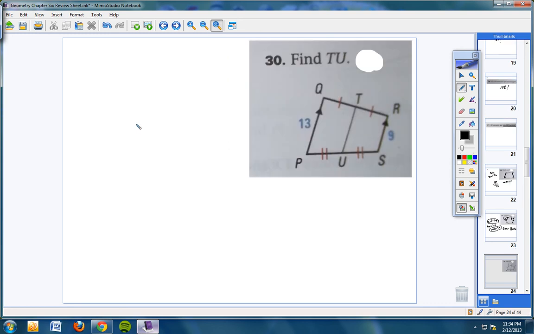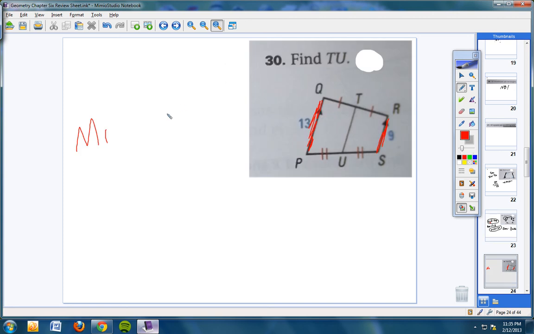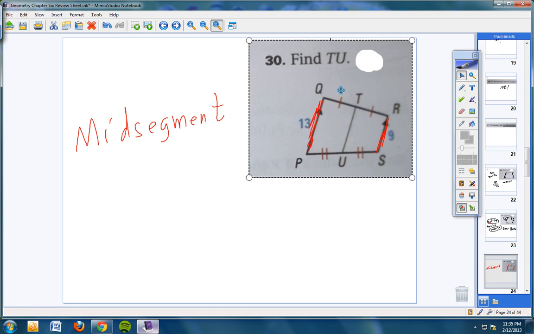All right, moving on to number 30. Now, look what we have. We have a beautiful trapezoid here. Look, there's your parallel sides. And remember this TU, what we call that? We call it a mid-segment. Remember, your quiz just had a bunch of these. And how do you find a mid-segment? You take the two. Now you're like, well, Mr. Earhart, we're used to this thing being like this.